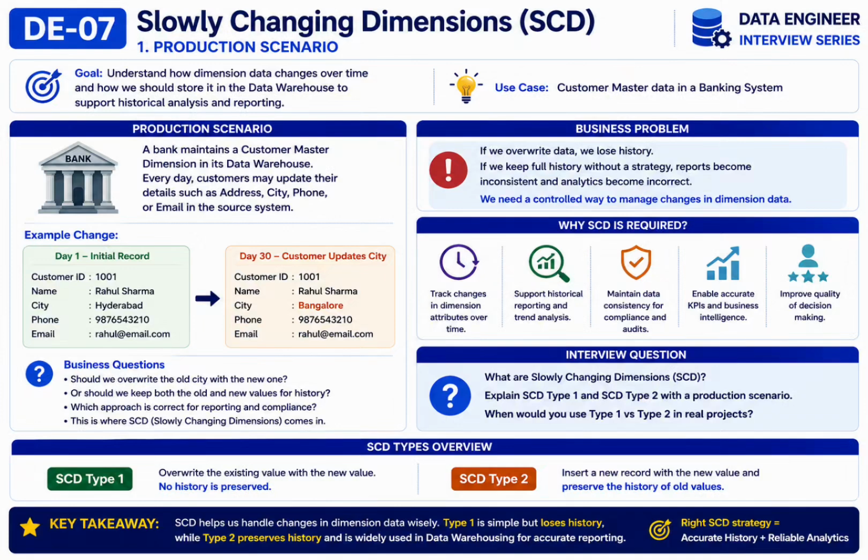However, suppose the compliance team wants to know where the customer lived last year, or suppose auditors ask where the customer was located when a loan was approved. So in that case, historical information becomes extremely important. So this is exactly why slowly changing dimensions exist. So here SCD provides a structured way to manage changes in dimension tables without losing important business information.